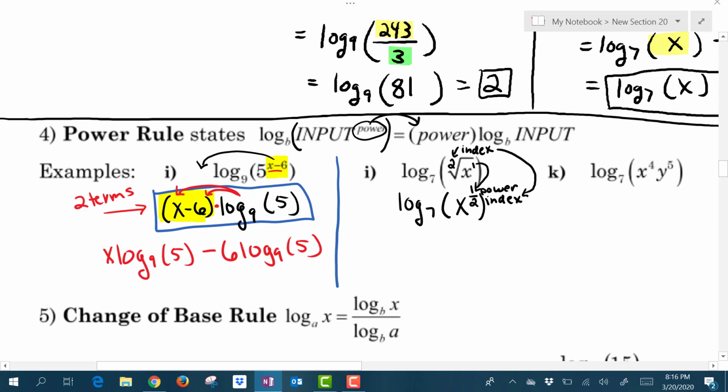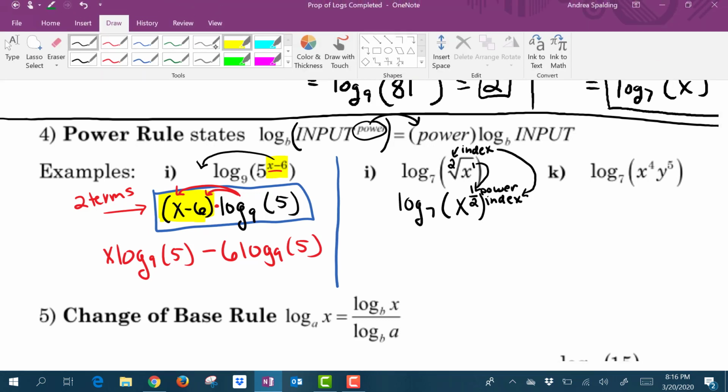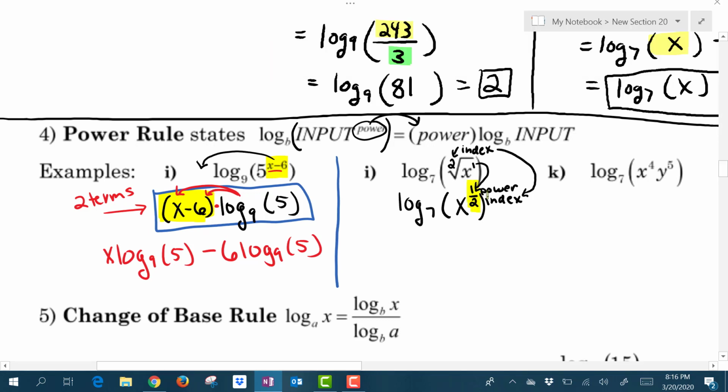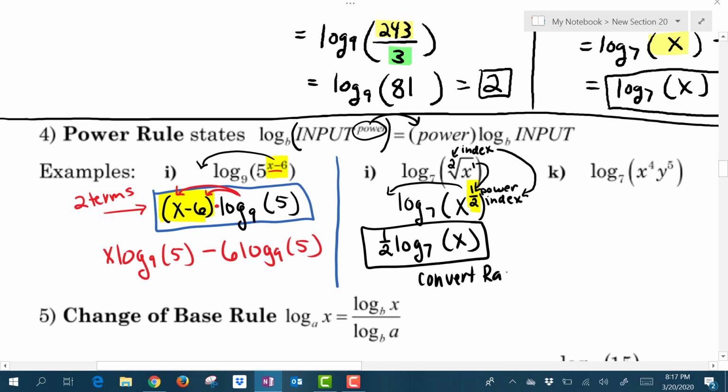Once we have rewritten the radical as an exponent, now we have all of the input inside of that log raised to the same power. The power rule then says that we can multiply that power out front of the log. So the key here is that we always convert radicals to fractional exponents.